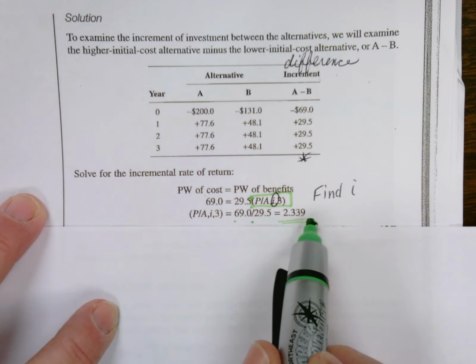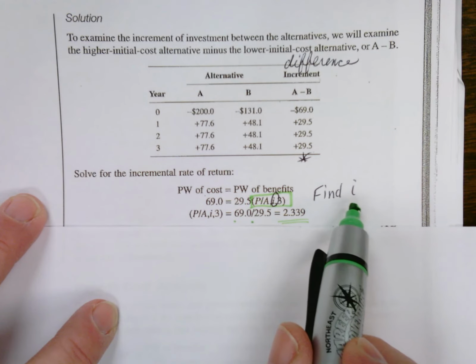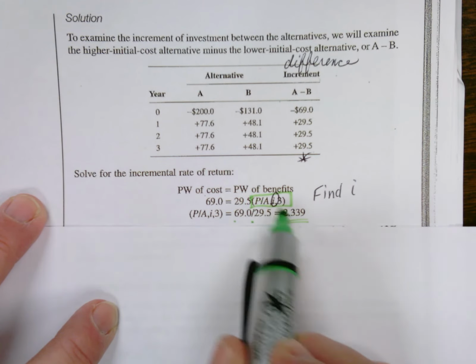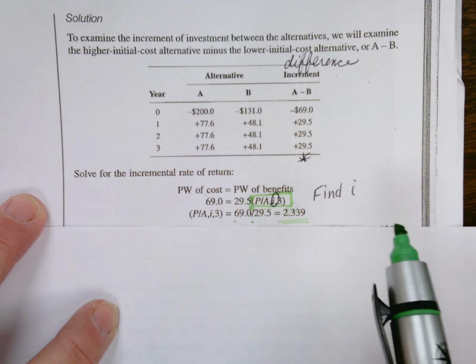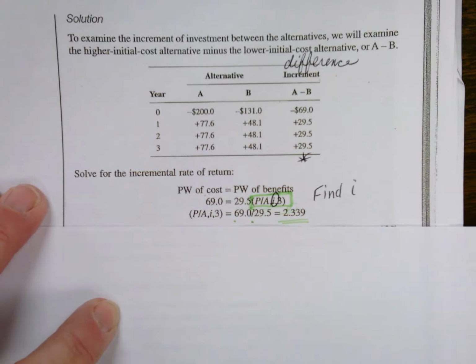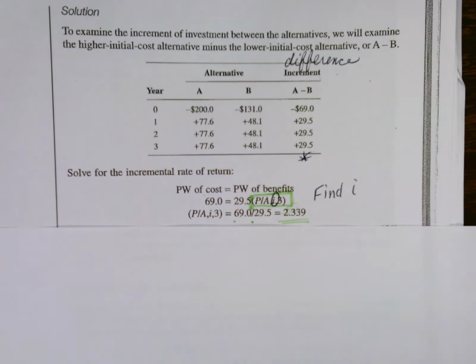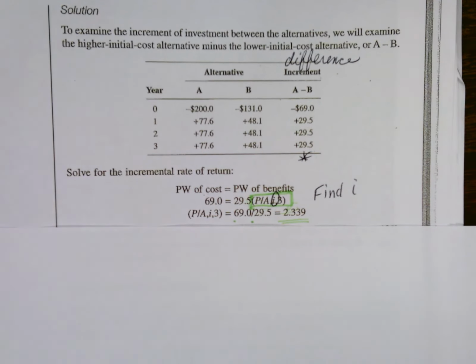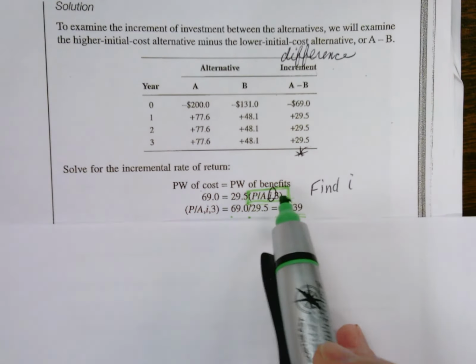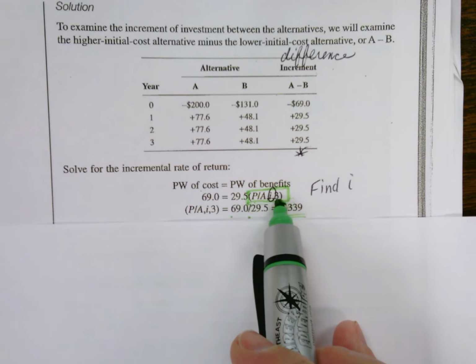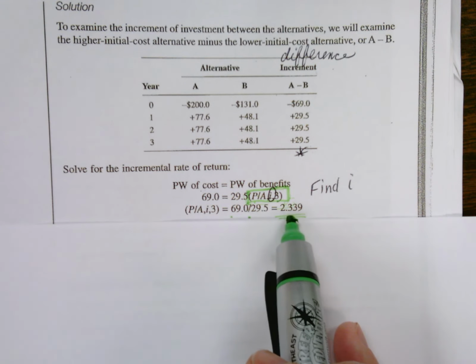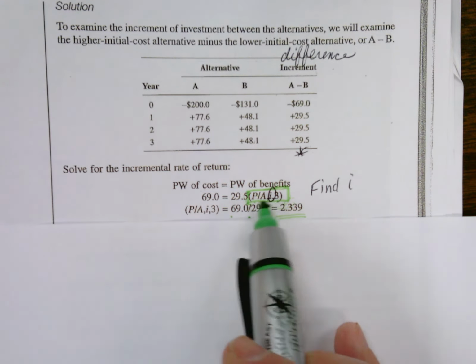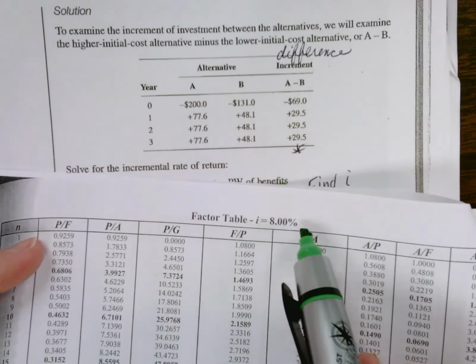Now your answer here is not the interest rate. Your answer here is this factor from an interest rate table. So you need to go to the interest rate tables and try to find a factor in the PA column, 3-year line, 3-year life, that's equal to 2.339. So let's look. Okay, let's just happen to start with 8%.